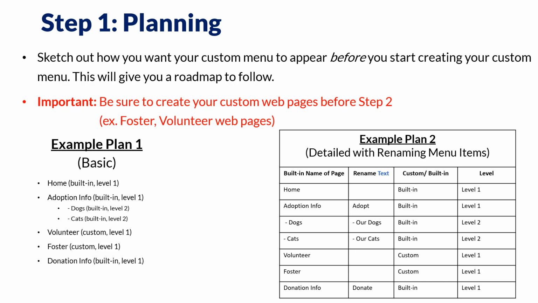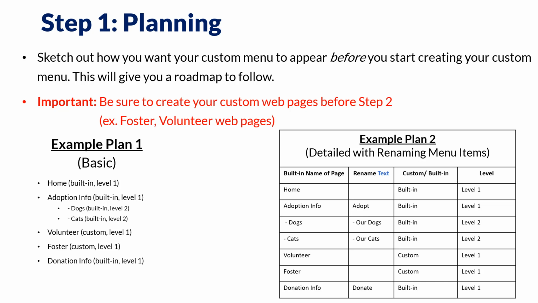First, we want to write an outline of how you want your menu to look before you start. As you can see on the slide, you can just make a simple list, or you can be more detailed, with your list even showing how you want to rename your menu items and indicate how you want them to appear in a hierarchy, such as level 1 or level 2. We will go over levels a little bit later in this video. Planning in this manner is very helpful, and it will give you a visual roadmap to follow, making it easier for you to create your custom menu.